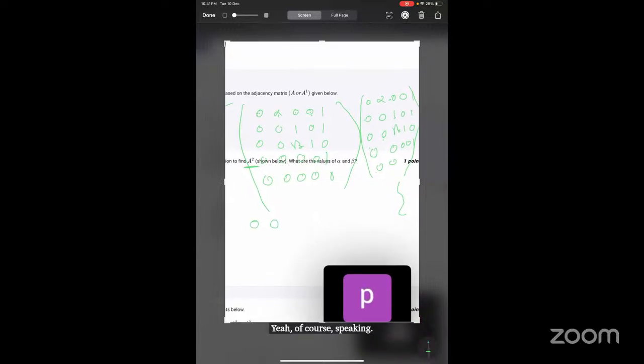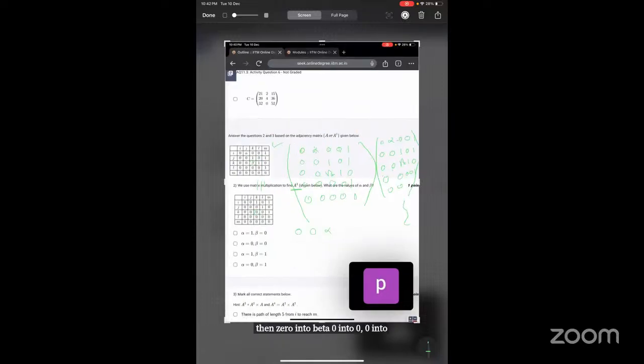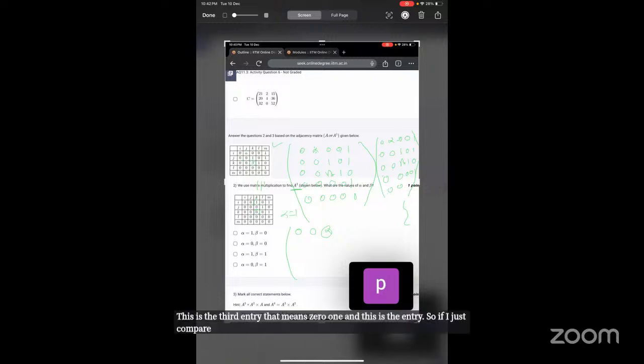So now just the third entry: 0 into alpha, 1, that means alpha. Then 0 into beta, 0 into 0, 0 into 0. So this is alpha, right? This is the third entry, that means 0, 1, and this is the entry. So if I compare, we will get alpha equals 1.